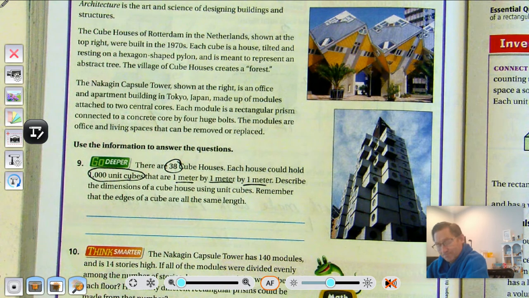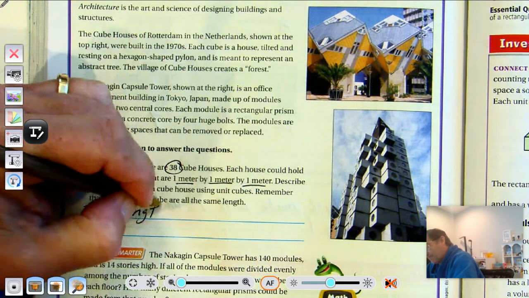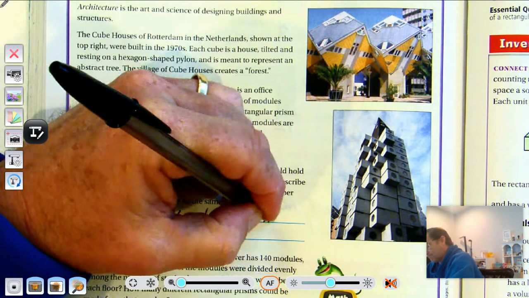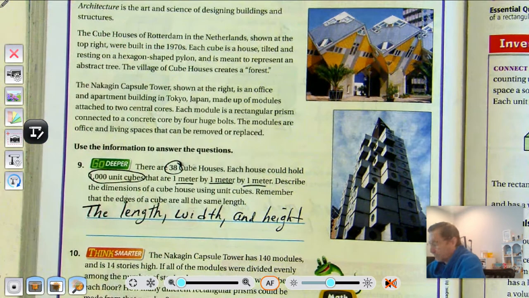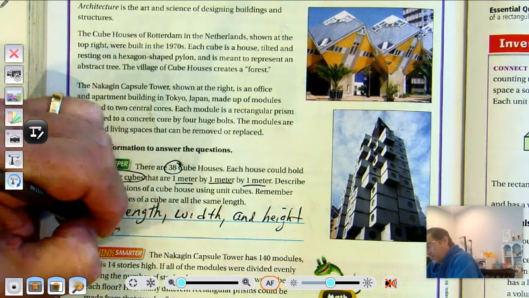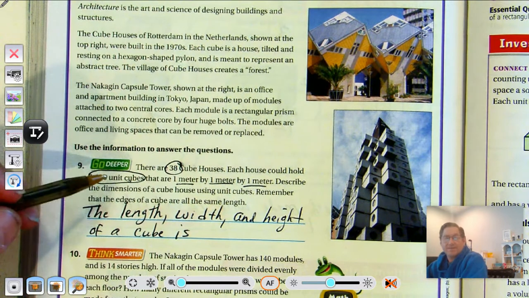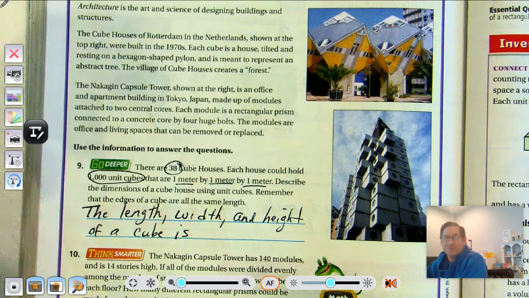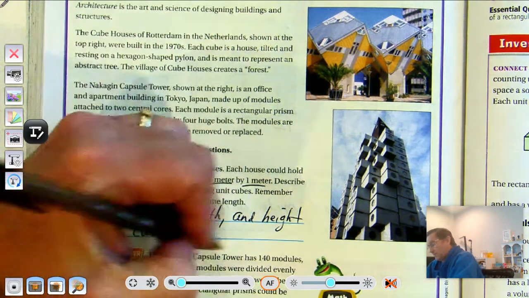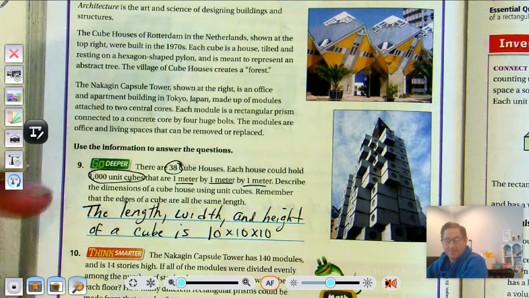Okay, so we have to explain the dimensions, so the length, the width, and the height of a cube. We have to come up with 1,000 basically. Okay, so we have 1,000 unit cubes that are 1 by 1 by 1. Well, it could be 10 times 10, which is 100, times 10, which is 1,000. So 10 by 10 by 10.